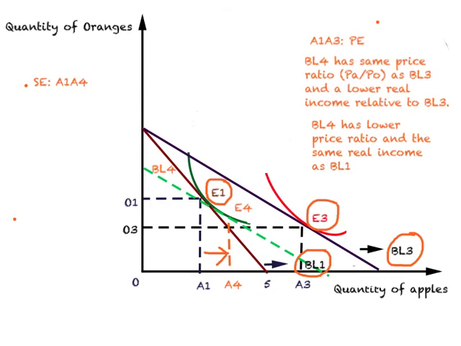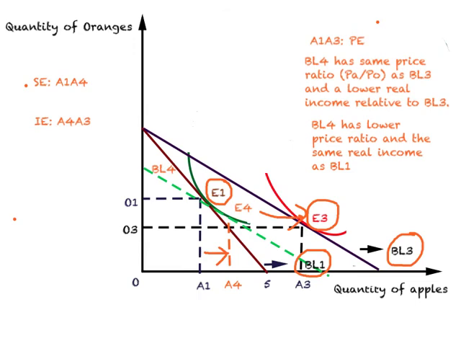Now look at the movement from E4 to E3. And what does this reflect? This reflects income effect. And how much is income effect? It is A4, A3. So we have the income effect A4, A3.